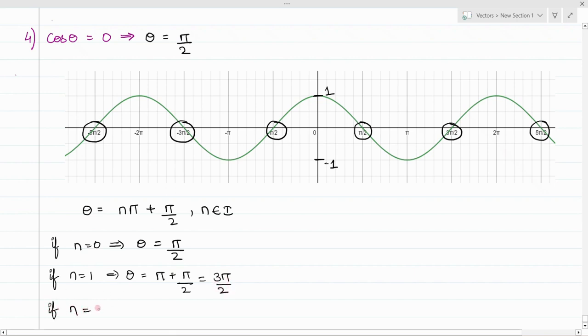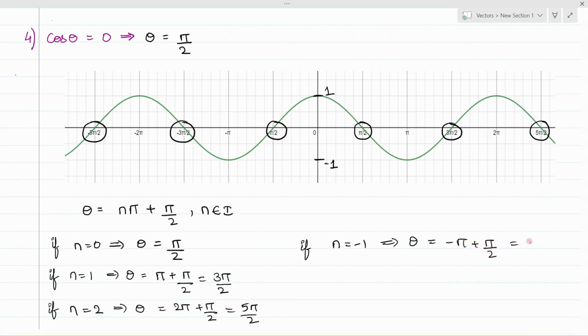If n is 2, we can write theta as 2 pi plus pi by 2, that is 5 pi by 2. So this is also a solution. Now let's take the negative values. If n is minus 1, theta becomes minus pi plus pi by 2, which is nothing but minus pi by 2. So from the graph, it is also a solution, so it satisfies. If n is minus 2, we'll get theta as minus 2 pi plus pi by 2, which is nothing but minus 3 pi by 2. Similarly, you can prove for all other values.